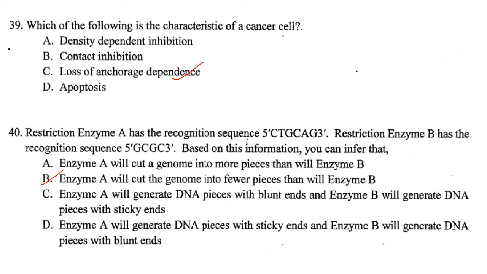So our answer here is option B. That is, enzyme A will cut the genome into fewer pieces than will enzyme B. Why? Because enzyme A will cut only after every 4096 base pairs, whereas enzyme B, it will cut after every 256 base pair. So the number of fragments generated by cutting with enzyme B will be more than the number of fragments you get by cutting with enzyme A. So enzyme A will cut the genome into fewer pieces than enzyme B is the correct answer. So the answer is option B.